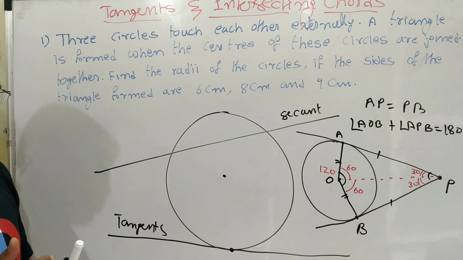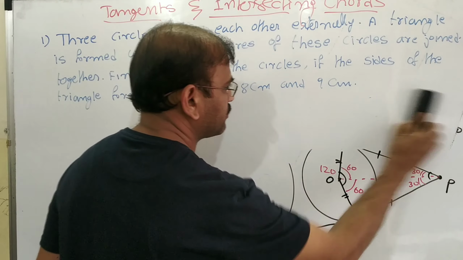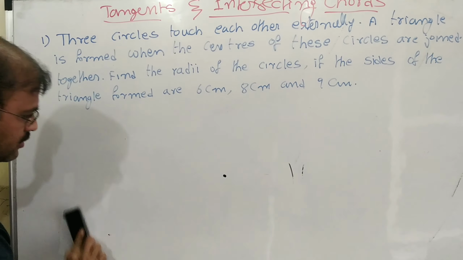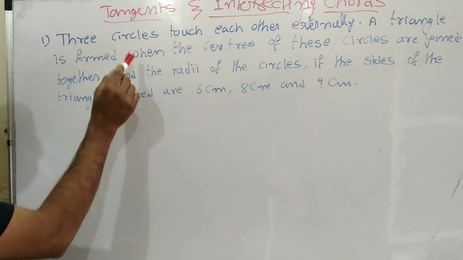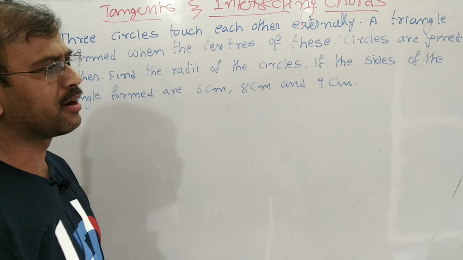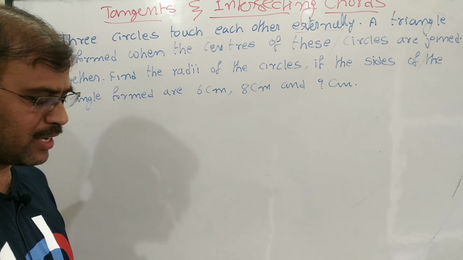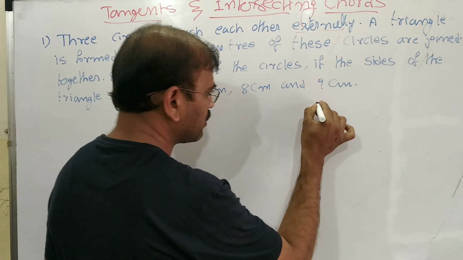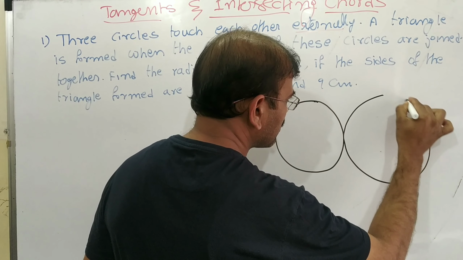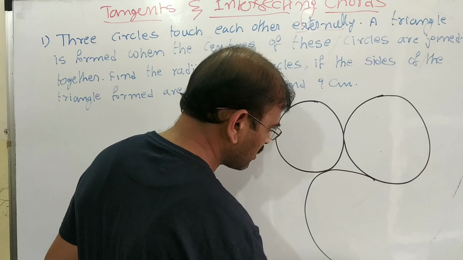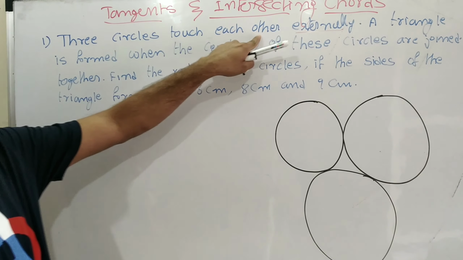Now I will solve one question. Listen carefully. Now look here. 3 circles touch each other externally. One by one I will show you in the form of a diagram also. First circle, second circle, third circle. So what does the question say? Three circles touch each other externally.